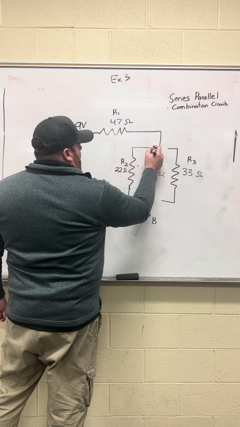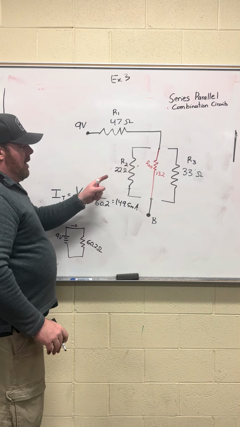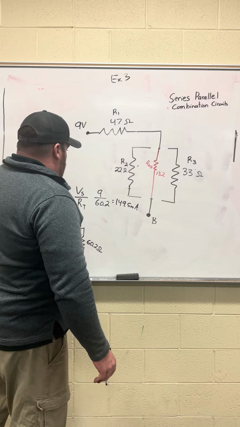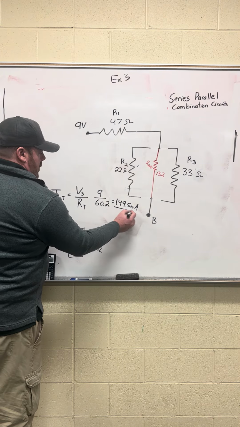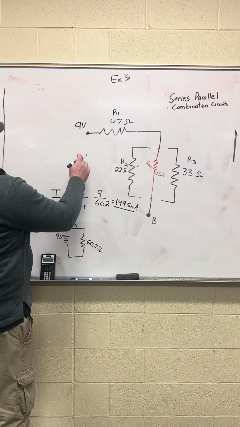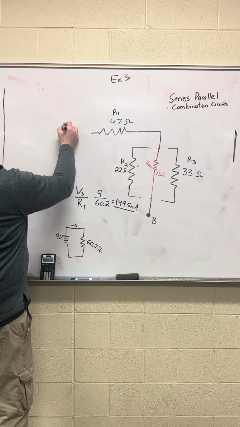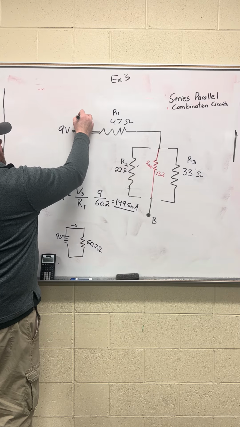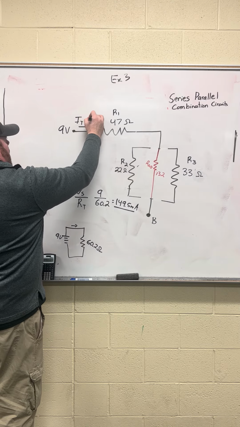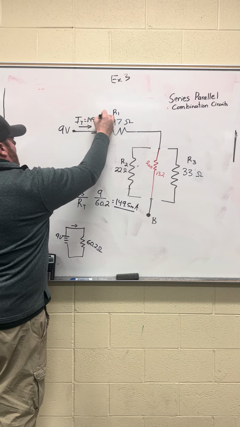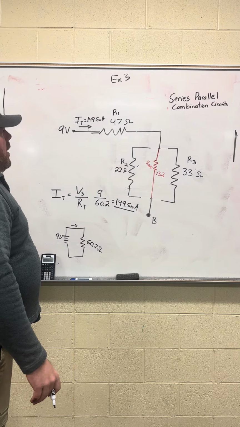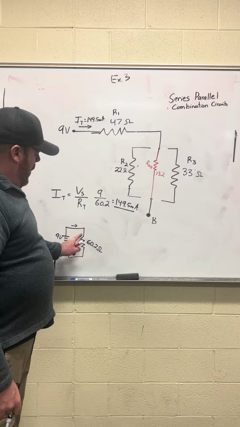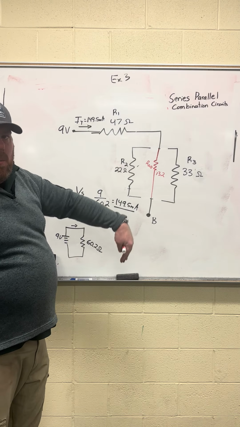But we're going to put all this back together here in a second because we want to figure out how much current is passing through each resistor. So we now know that we have a total current of 149.5. So leaving the voltage source, IT equals 149.5 milliamps. Now in series, we know that the amount of current going through a series circuit is equal at all points.